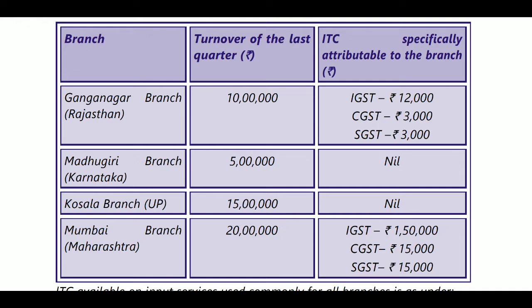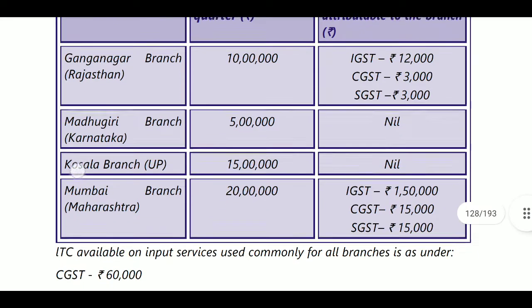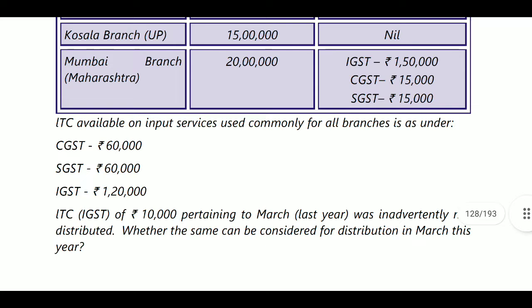Next, Maduragiri branch Karnataka, turnover is 5 lakhs. Next, Kosali branch UP, 15 lakhs. Specifically there is no amount. Next, Mumbai branch Maharashtra, 20 lakhs. IGST will be 1,50,000, CGST 15,000, SGST 15,000. Next, ITC available on input services used commonly by all branches. So we need to distribute this amount. So 60,000 CGST, 60,000 SGST, IGST 1,20,000. This amount will be distributed to all the branches.